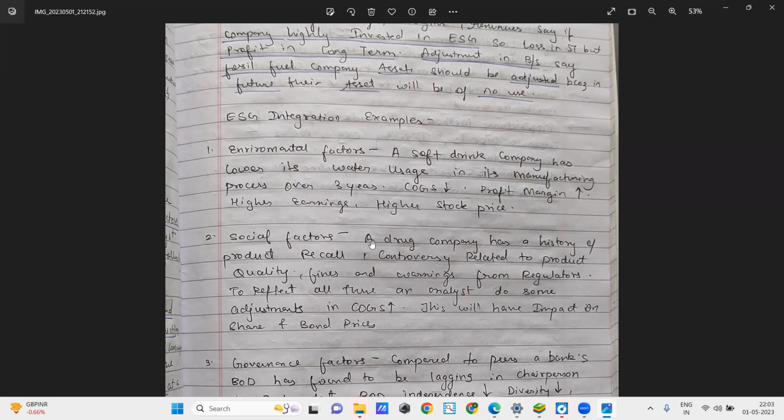Next one is the social factors. A drug company has a history of product recalls, controversy related to product quality, fines, and warnings from the regulators. A lot of negative things. To reflect all this, analysts make some adjustments in COGS. This will have an impact on share and bond prices. The analyst will assume that this company has a history of dealing with negative news, so they will increase the discount rate and the PV of the share price will be much lower.